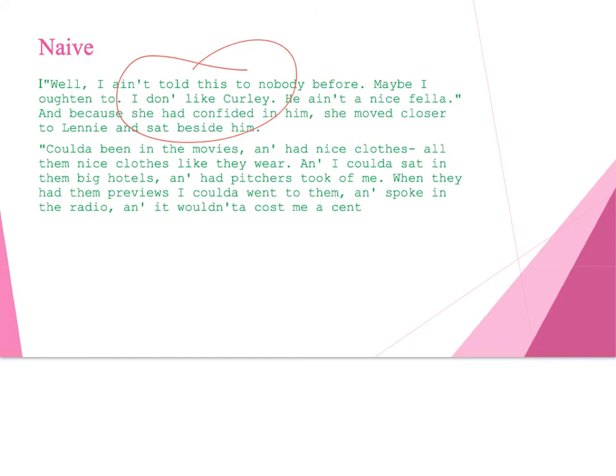So what she wants is this glamorous lifestyle, this lifestyle of a movie star. And she thinks she could have had it. She thinks that she could have had it. And that's so sad that she has such naivety. She thinks that dream was there for the taking and it was something that she lost.